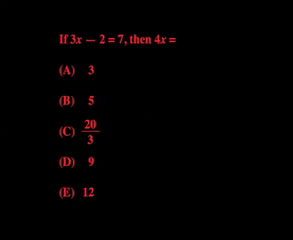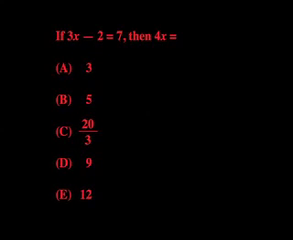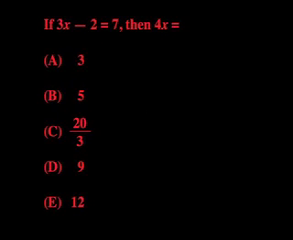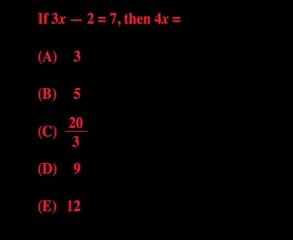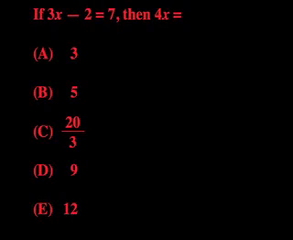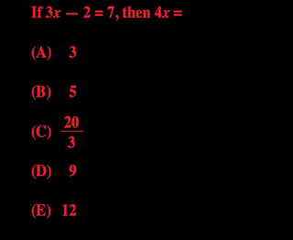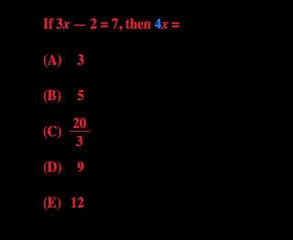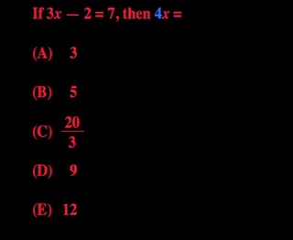Now we can use a simple algebra problem to show how we can use the answer grid to avoid making silly mistakes. If 3x minus 2 equals 7, then 4x equals... We first focus on the end of the problem, which asks us what 4x equals.